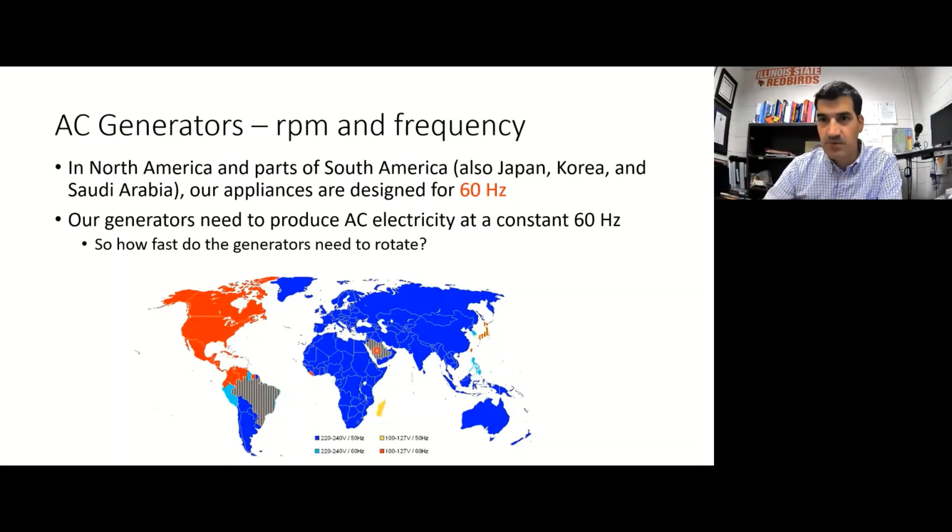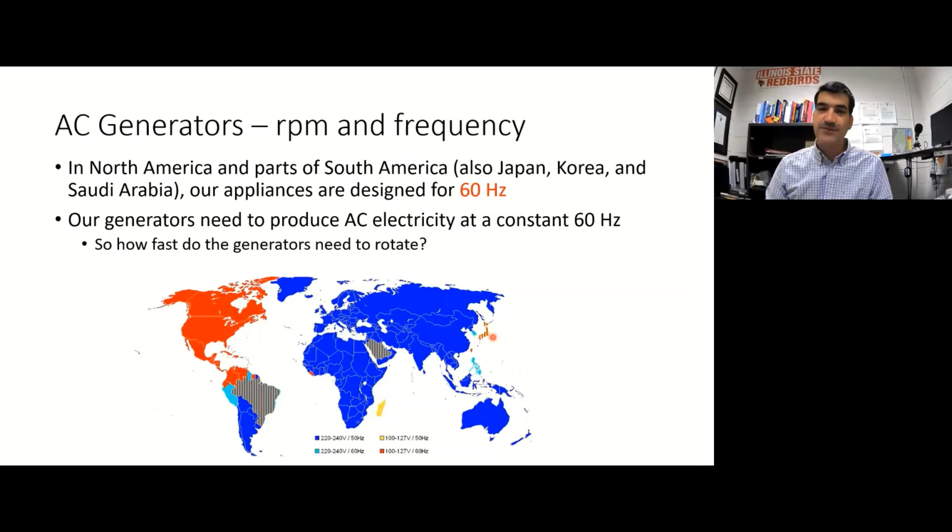Just use transformers. Transformers are really easy and relatively cheap to change the voltage. What's not easy to change is frequency. It's not easy to change your electric grid from 60 hertz AC over here and then have another part of your country that's at 50 hertz AC electricity over here. But Japan has done exactly that. And it's an interesting story.